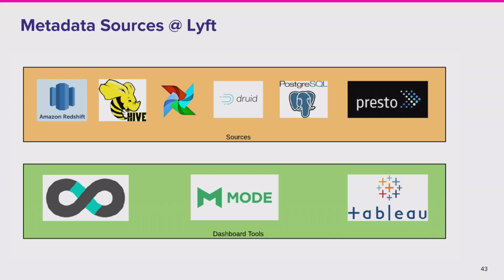We use Redshift, Hive, Postgres, Druid, and then the bigger vision for Amundsen goes beyond just indexing tables. It's about indexing data resources. Those BI tools that I mentioned before, like Mode, Tableau, and Superset, our analysts are building dashboards in those tools as well, and we want to be able to index those dashboards.